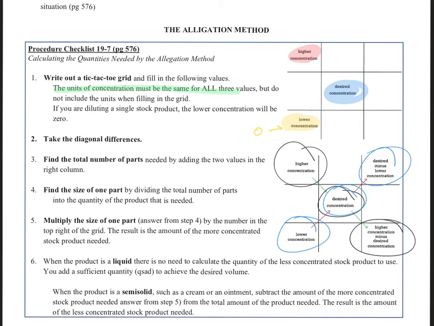Okay, so when the product is a liquid, there is no need to calculate the quantity of the less concentrated stock product to use. You add a sufficient quantity to achieve the desired volume, as we did when we were calculating mixtures with water. If the product is a semi-solid, such as a cream or an ointment, you need to do the subtraction of the more concentrated stock product needed, from the answer from step 5, from the total amount of the product needed. Okay, so same idea here. If you're using water, you just need to add the amount to achieve the desired volume. If you're not using water, you're going to have to do that subtraction, which we did in the previous sections.